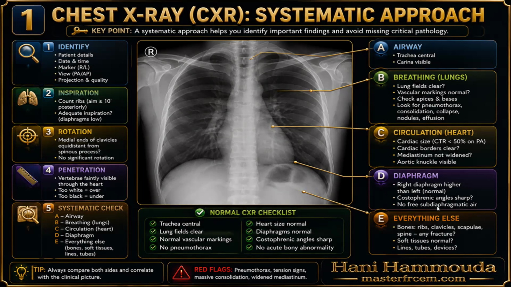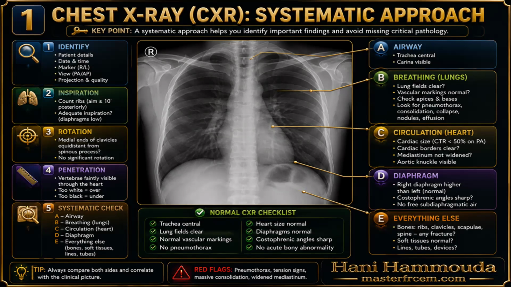No free subdiaphragmatic air. So no air here, no air here. If you find air, it means perforation, whether traumatic or non-traumatic, okay? Then E for everything else. It means bones or soft tissue or anything attached to the patient. What does it mean? Tubes, nasogastric tube or ET tube, or any device like an implantable cardioverter or pacing device, like that. Easy?